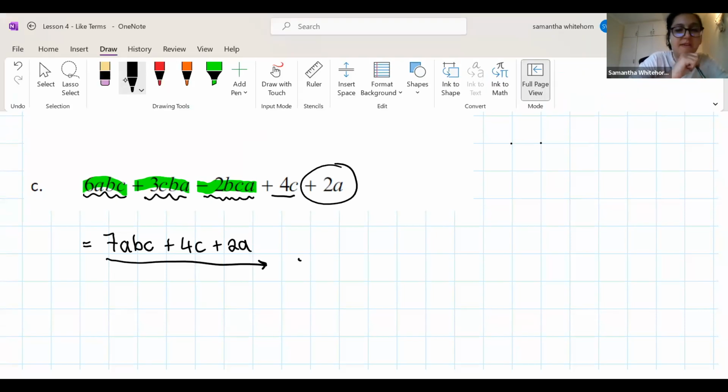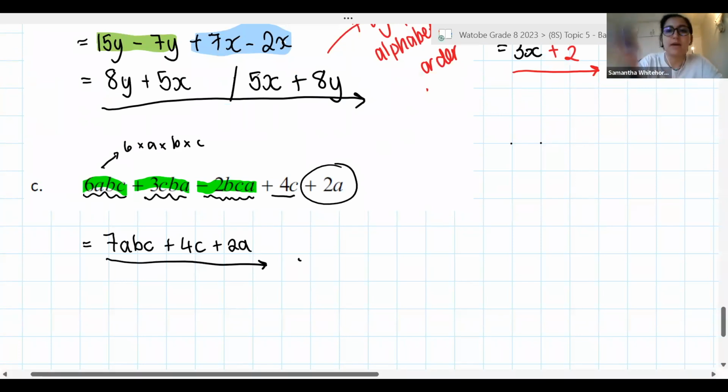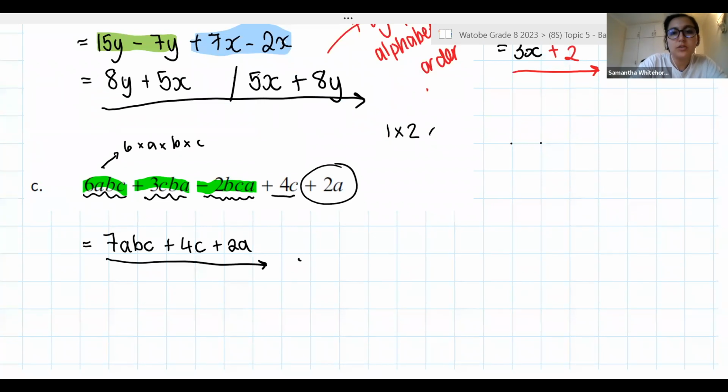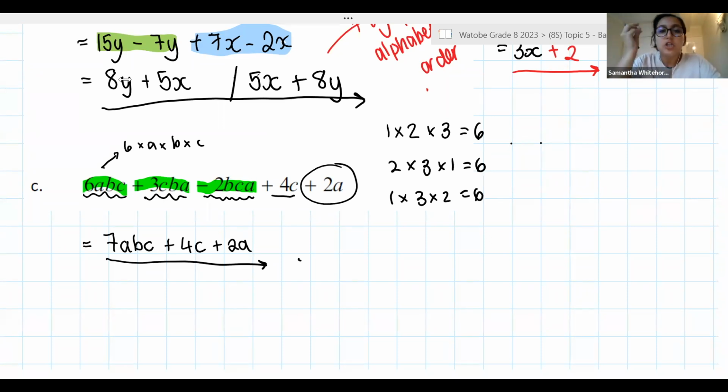Now, what you need to remember is that between variables and numbers, you're actually multiplying. So this would be 6 times A times B times C. And we know that the order in which we multiply numbers doesn't matter. 1 times 2 times 3 is 6. 2 times 3 times 1 is still 6. 1 times 3 times 2 is still 6, etc. So order when we're multiplying doesn't matter. And that's why I'm saying it doesn't matter if the letters are jumbled, as long as they all have the same letters.